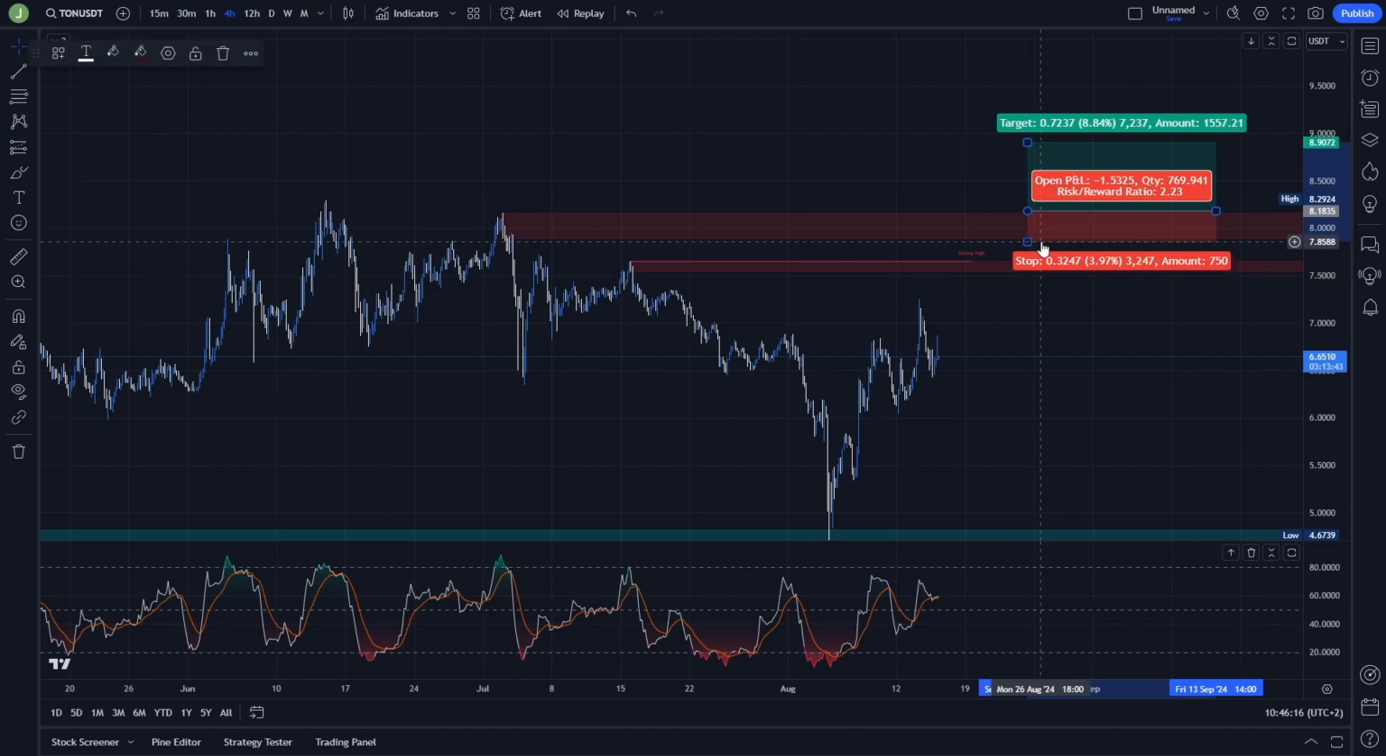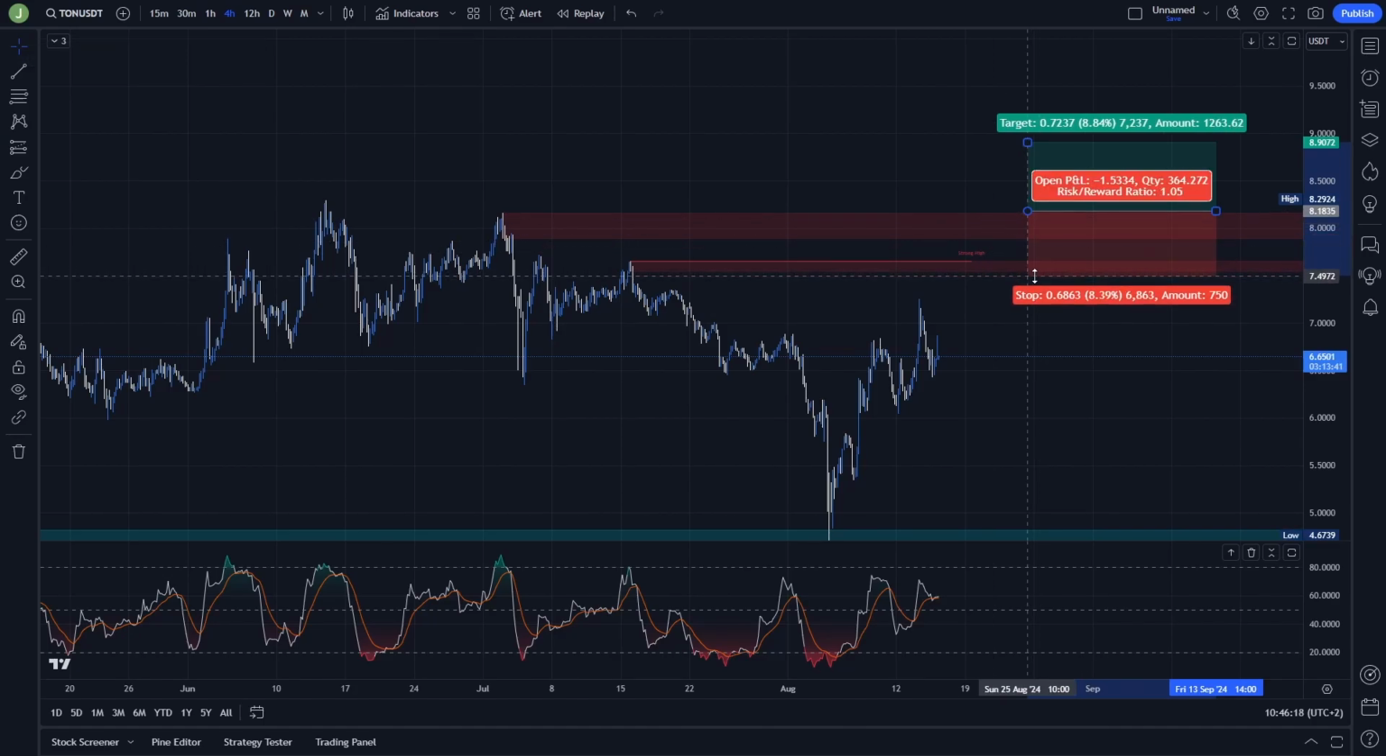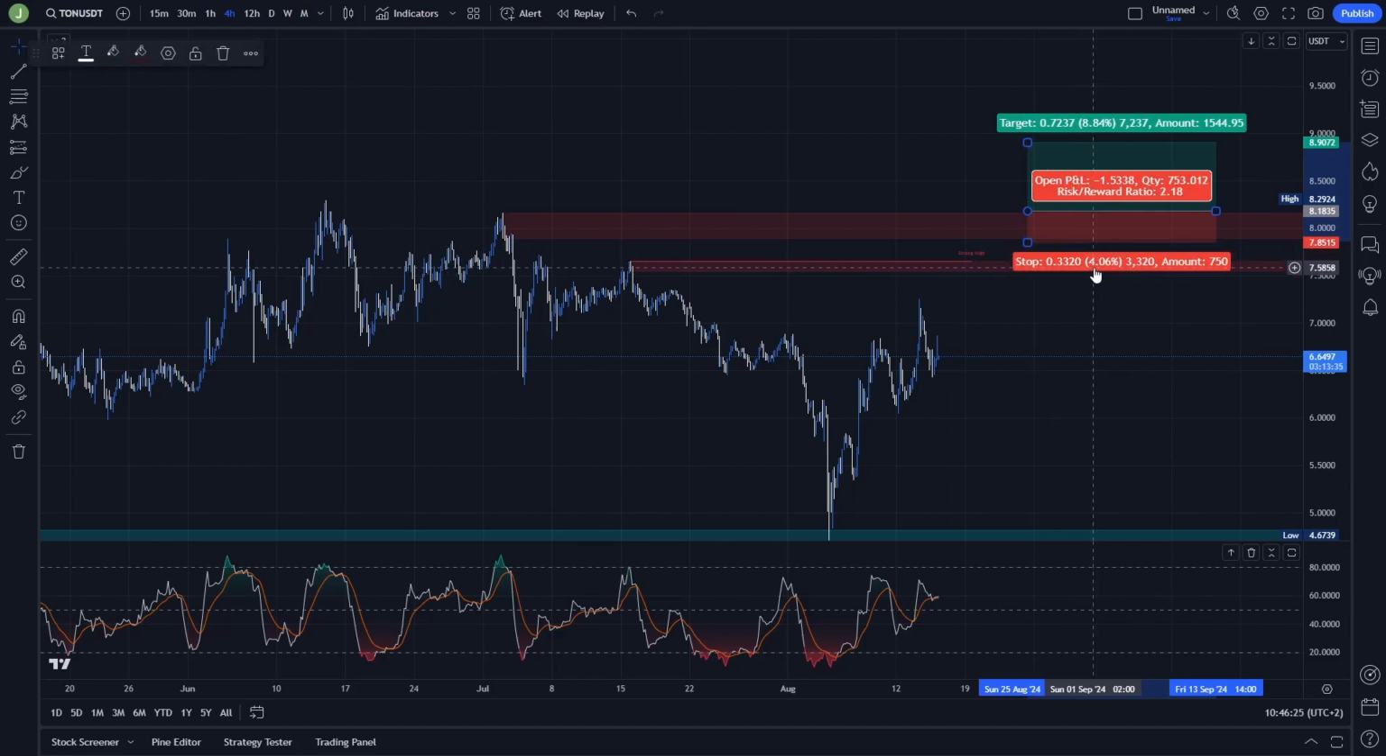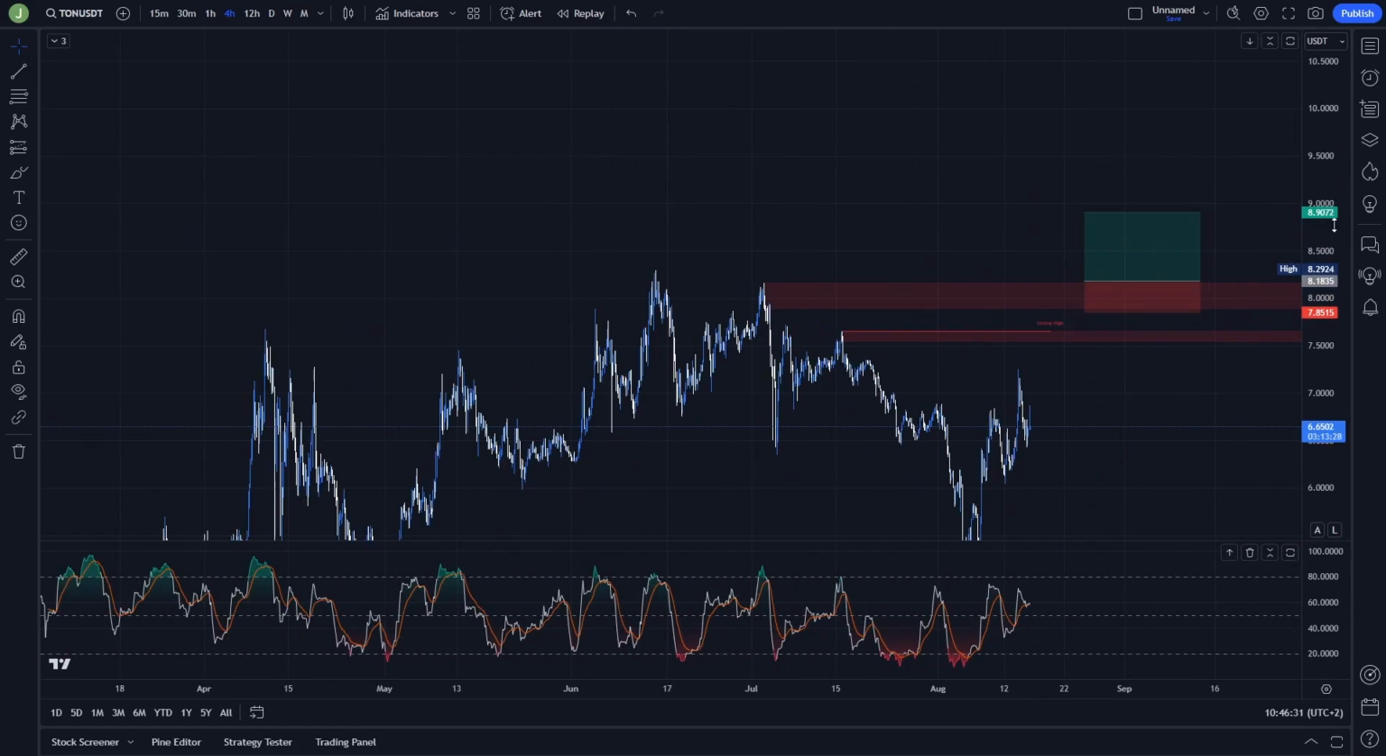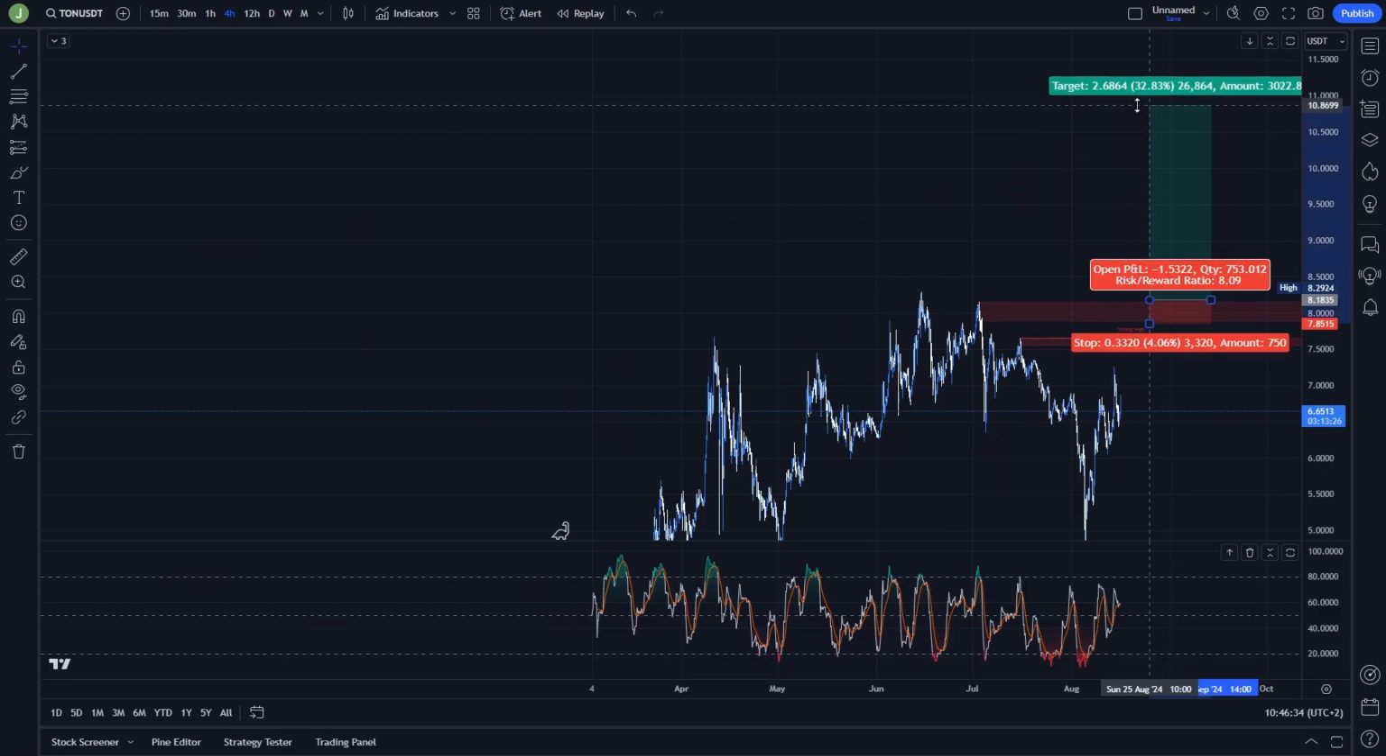Stop loss in this case you need to place either under this second bearish order block, which will be a really safe stop loss, or you can place it under the first one, which will give you a stop loss of around 4%, which is actually not that high, but on the other hand, there is a higher risk of getting liquidated.